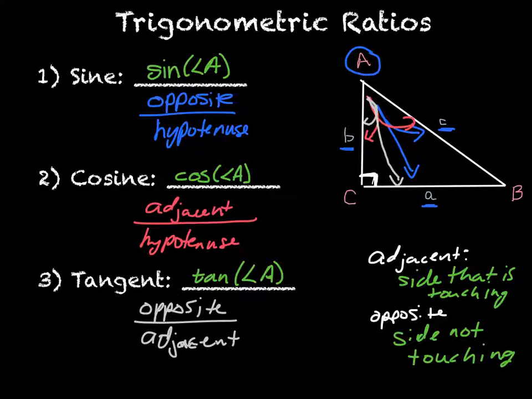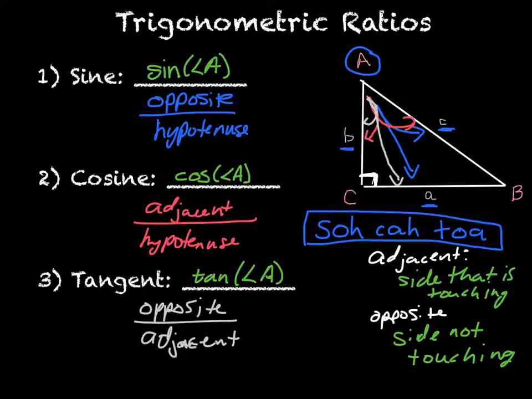A way that you might want to think about to remember all of these things is there's a little saying, SOHCAHTOA. S-O-H: sine equals opposite over hypotenuse. C-A-H: cosine equals adjacent over hypotenuse. TOA: tangent equals opposite over adjacent. So if you can remember this, it will help you to remember how to match things up.